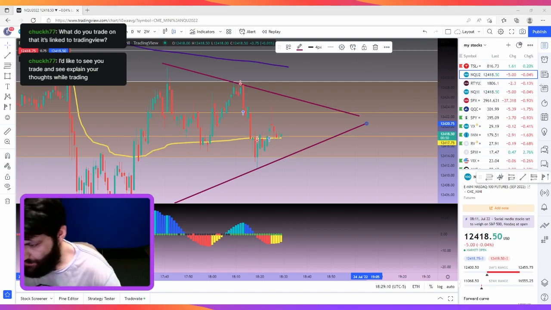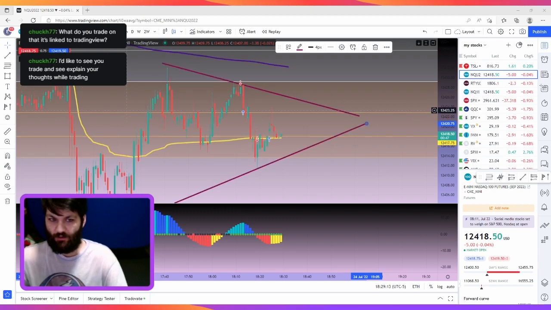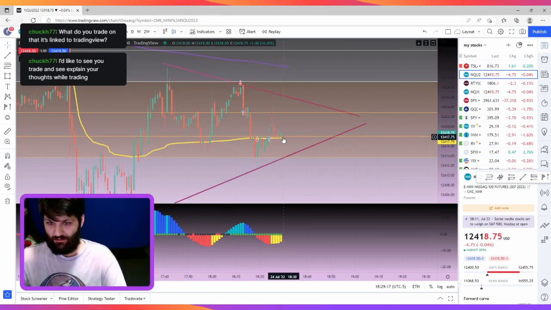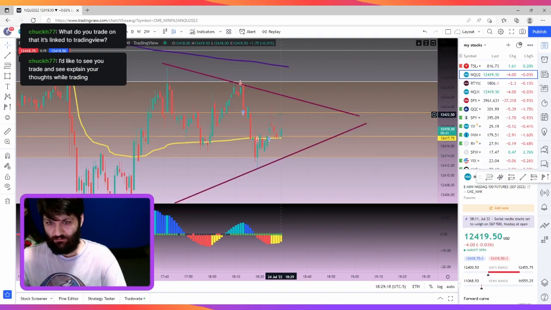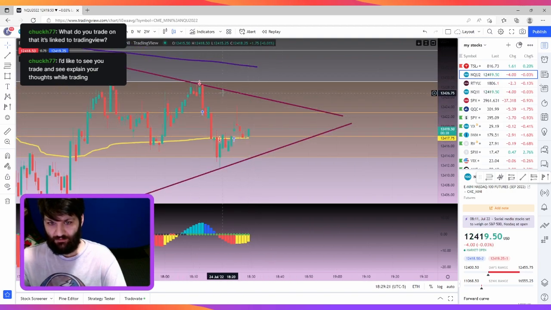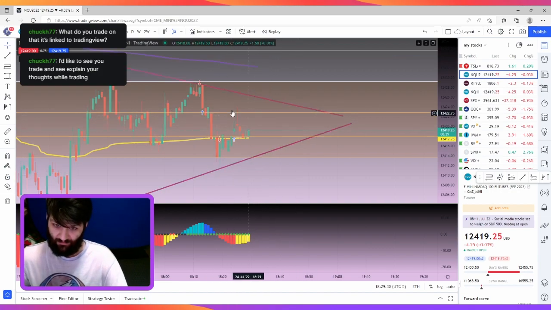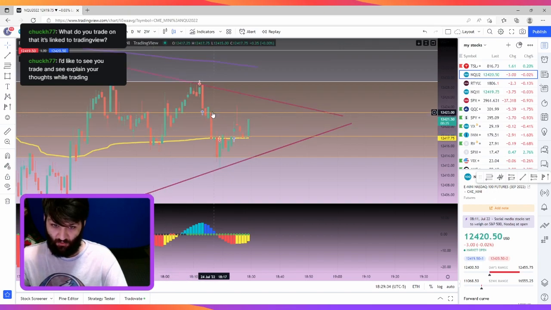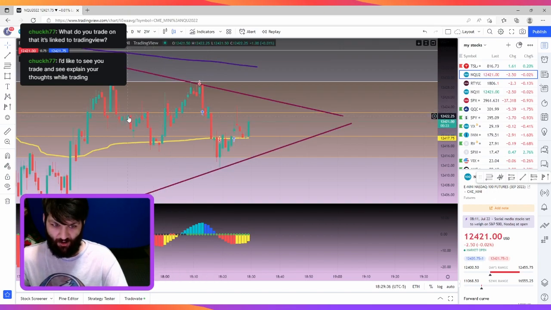Does anyone have any specific questions or anything that they want me to chart for them? So as you can see, we're popping up. Let's see if we test this level again, or if we hit this and then drop back down. Because if we hit this and drop back down again, then this is another area that we've seen 2, 3, 4, 5, 6 times get rejected.